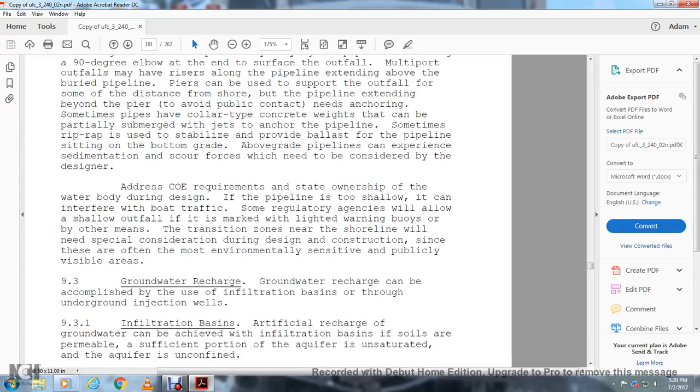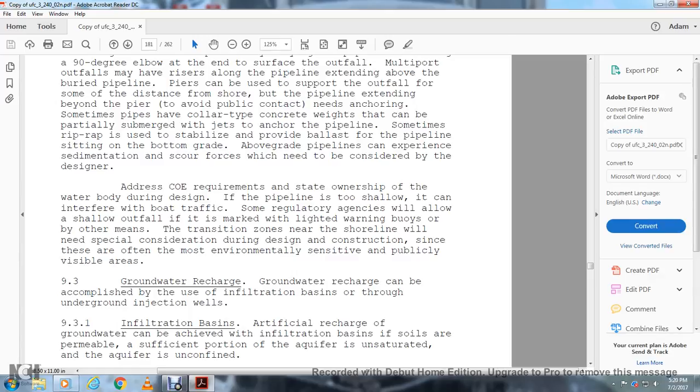Addressing the Corps of Engineers requirements for the ownership of the water body, if the pipeline is too shallow, it can interfere with boat traffic, and some regulatory agencies will allow the shallow outfall to be marked with lighted warning buoys or other means. Transition zones near the shoreline need special consideration during design and construction, since they are often the most environmentally sensitive and publicly visible areas.